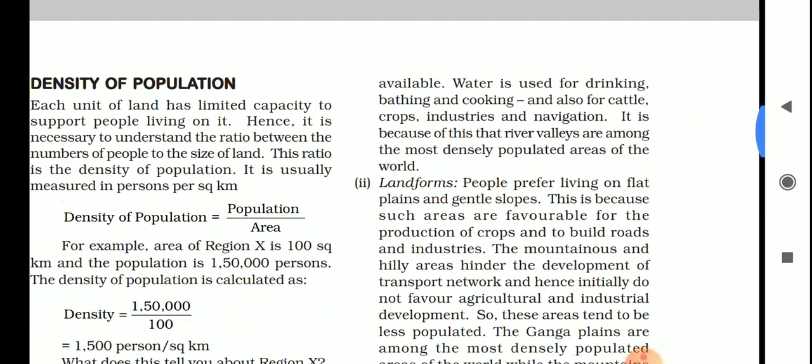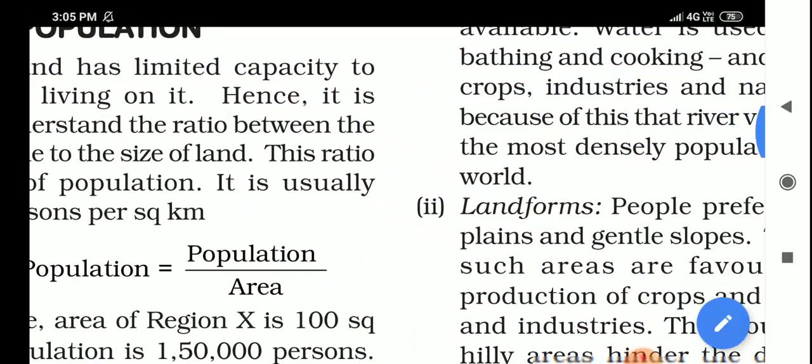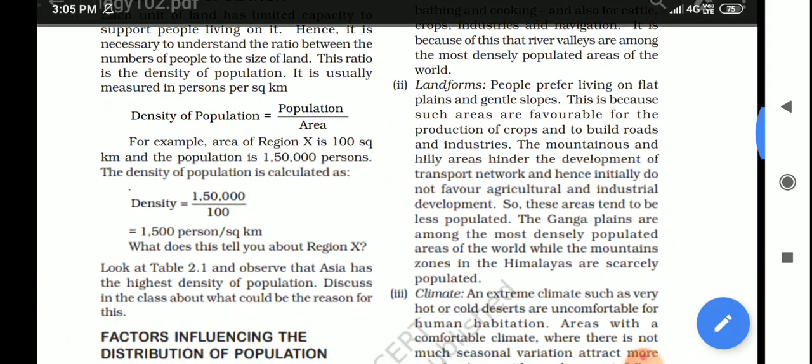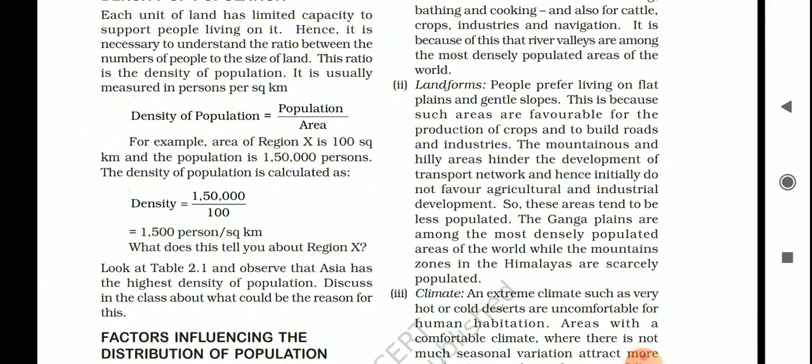And then the second thing is landforms. People prefer living on flat areas compared to hilly regions, on gentle slopes. This is because such areas are favorable for the production of crops and to build roads and industries. And health wise, in an emergency, some people face problems. The transportation system is not good, and reaching a hospital becomes a problem. So this is especially about landforms, right?